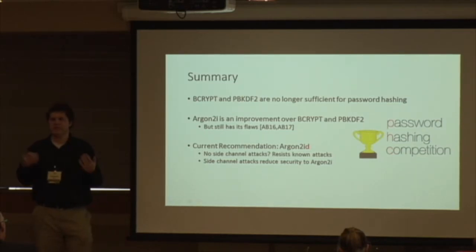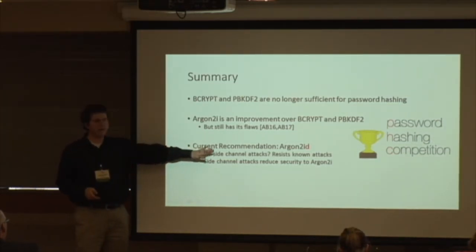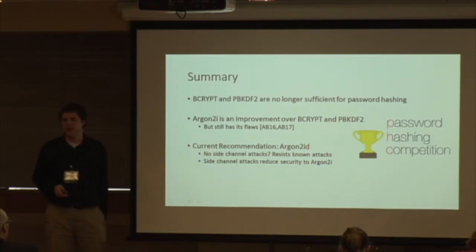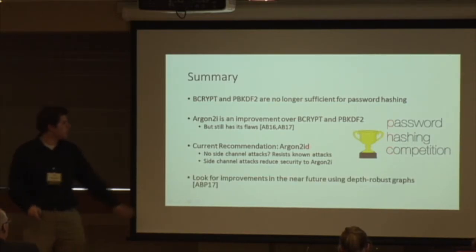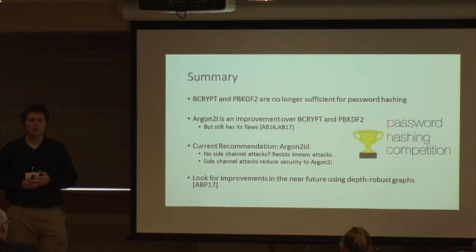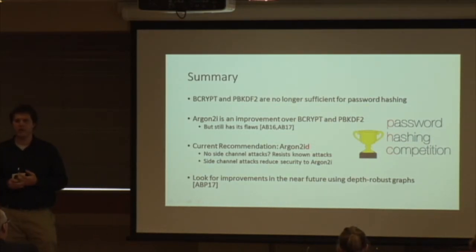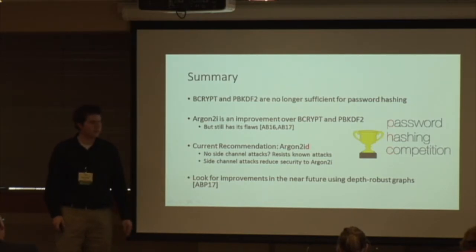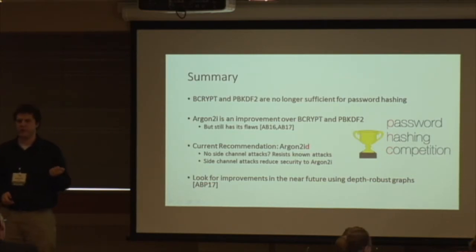So it kind of gets the best of both worlds, though it would still be nice to have a function that's fully data independent and has complexity close to n squared. Currently, the construction we have is theoretical, but I believe we're close to actually producing a practical candidate for a memory hard function with provable security. So look for improvements in the near future using these tools of depth robust graphs.